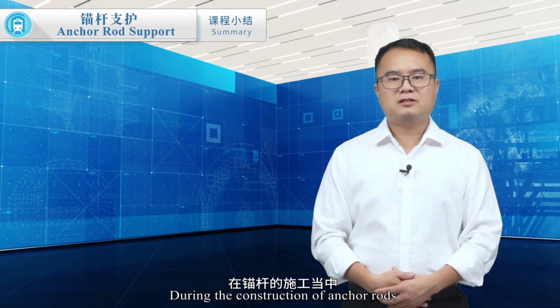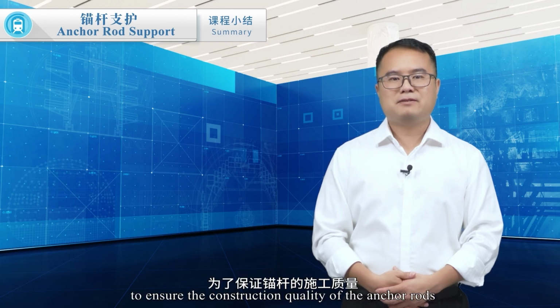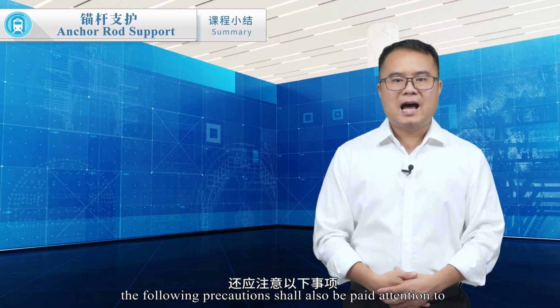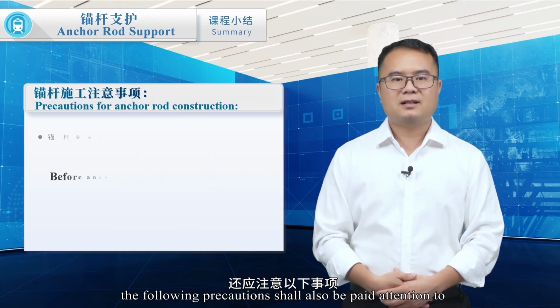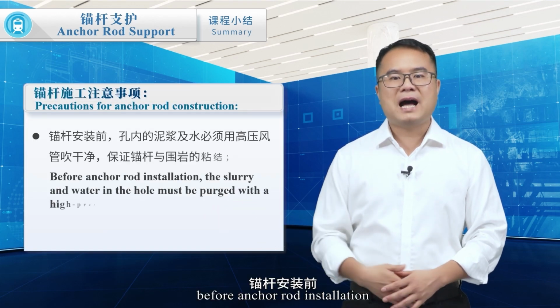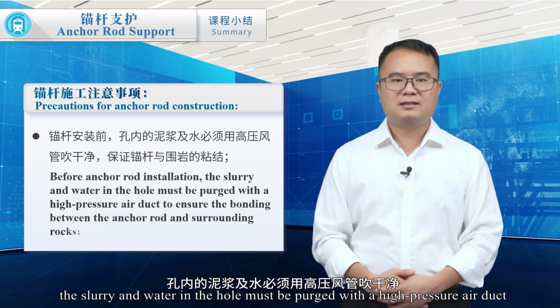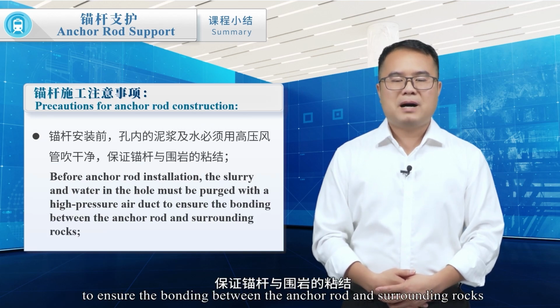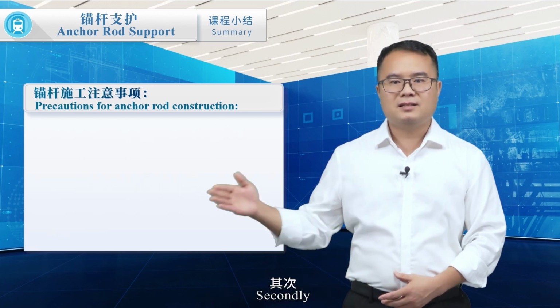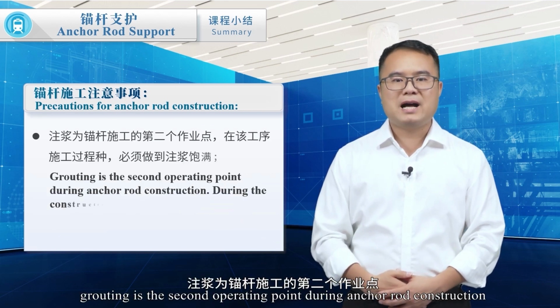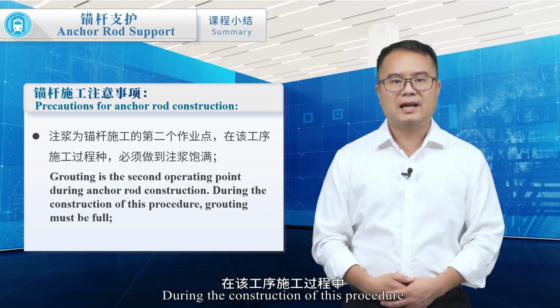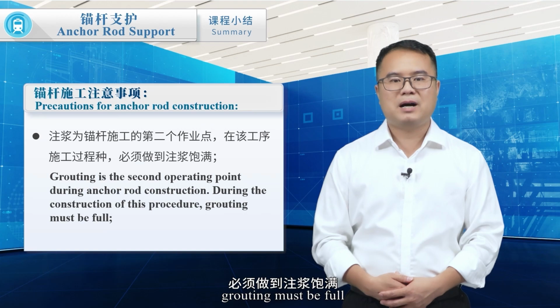During the construction of anchor rods, to ensure the construction quality of the anchor rods, the following precautions shall also be paid attention to. First of all, before anchor rod installation, the slurry and water in the hole must be purged with a high-pressure air duct to ensure the bonding between the anchor rod and surrounding rocks. Secondly, grouting is the second operating point during anchor rod construction. During the construction of this procedure, grouting must be full.